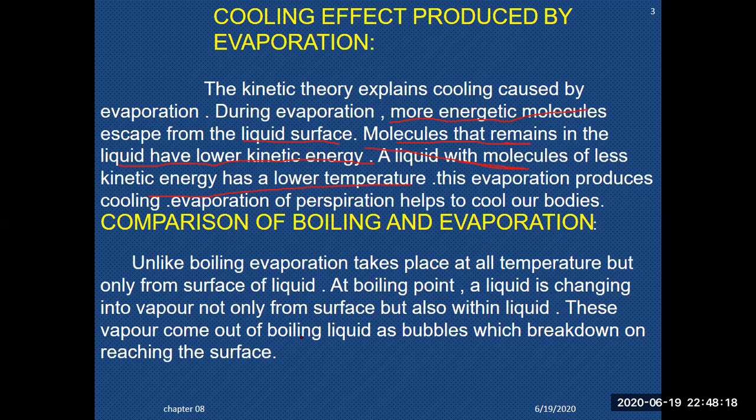These vapors come out of the boiling liquid as bubbles which break down on reaching the surface. I have already explained, they burst out by releasing the excess amount of energy which they are carrying from the bottom. So that's why the temperature at boiling point, 100 degrees Celsius, remains constant.